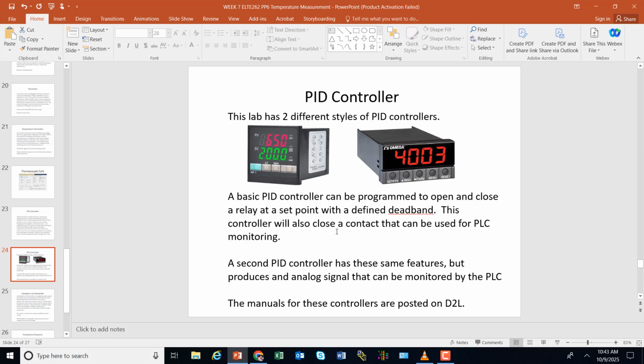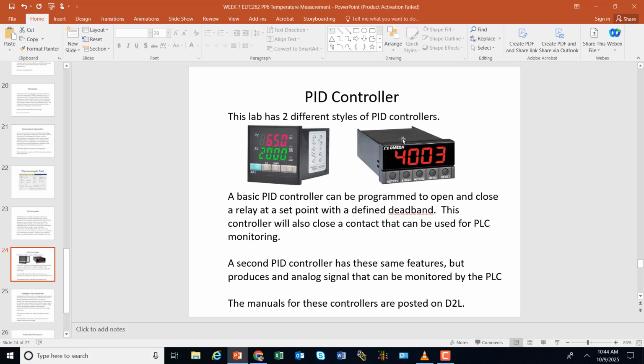And then you set it on that deadband. This can also close a monitoring contact. So it'll turn on a solid state relay. It produces 24 volts to turn on a solid state relay. And that solid state relay is going to switch our heater on, quote, heater. But it's also got a separate contact that you can then wire back into the PLC, so the PLC can monitor, hey, the heater is on, or the PID is trying to turn on the heater. Just a basic, simple monitoring of this.